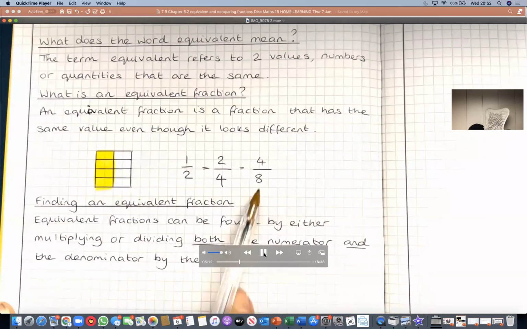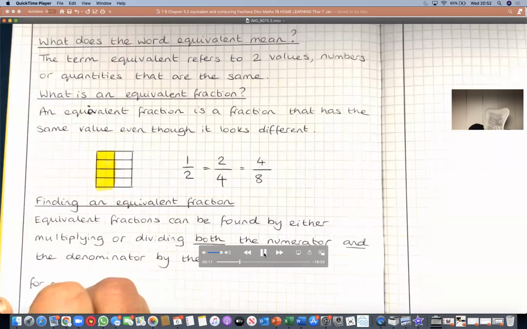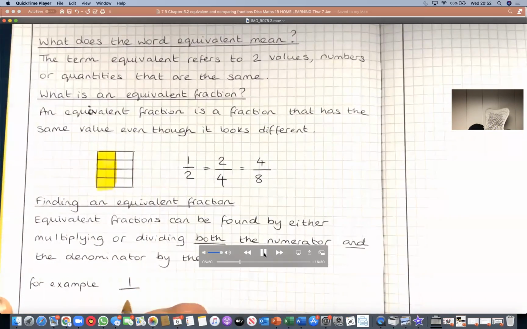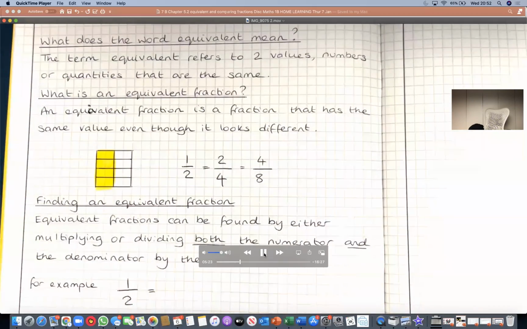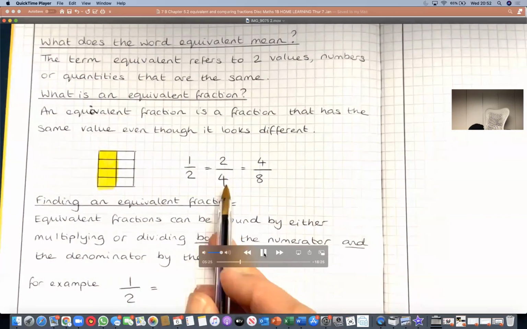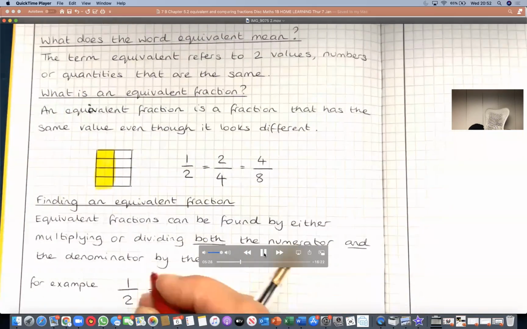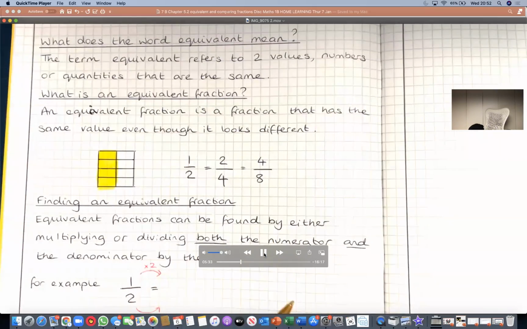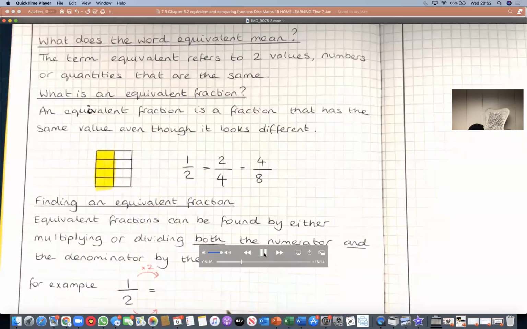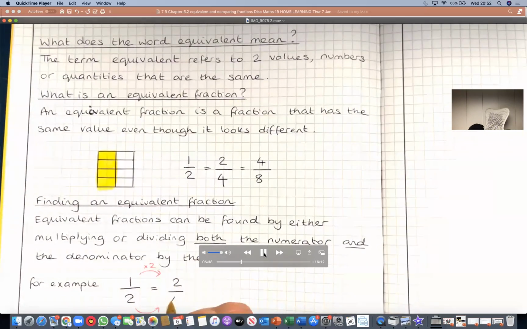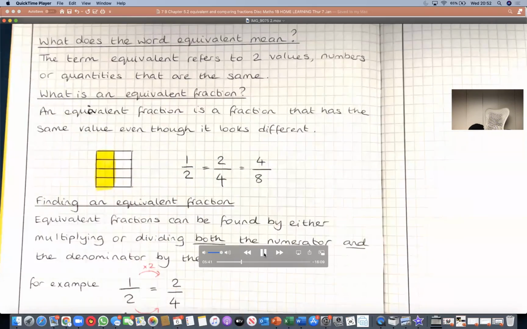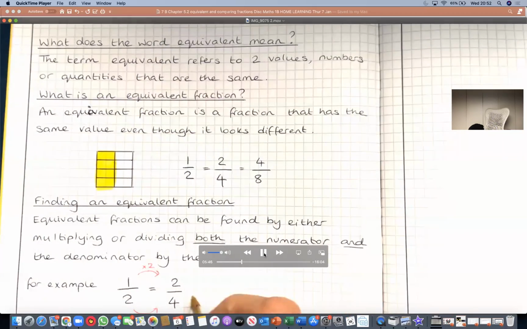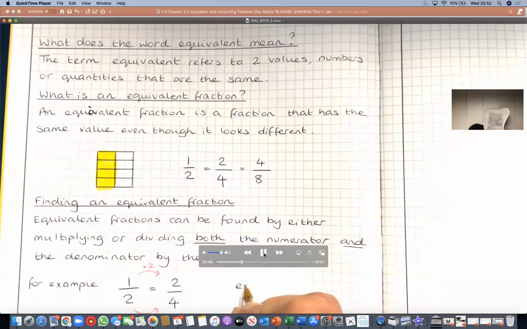So let's have a look at the example that we had here. For example, if I have 1/2 and I want to create an equivalent fraction of 2/4, I need to multiply my numerator and my denominator by the same number, in this case 2. So my equivalent fraction is going to be 2 over 4. I've taken a fraction which is in its simplest form and I've expanded it to get 2 over 4.